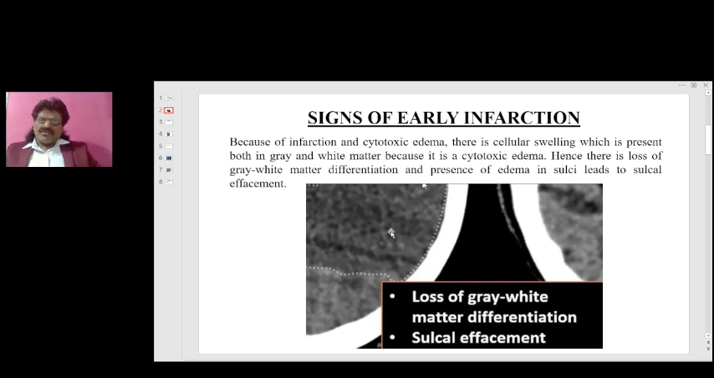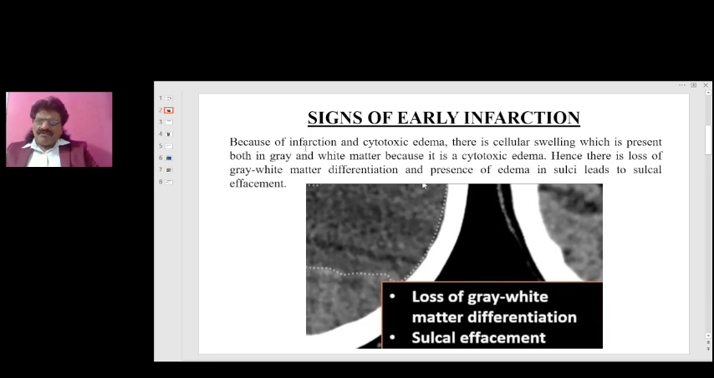The same thing applies to sulcal effacement also. We have gyri, the swelling, and then the fissure going inside, which we call the sulci. So when there is cytotoxic edema, there will be effacement of the sulci. So the two important signs of early infarction are loss of gray-white matter differentiation and sulcal effacement.